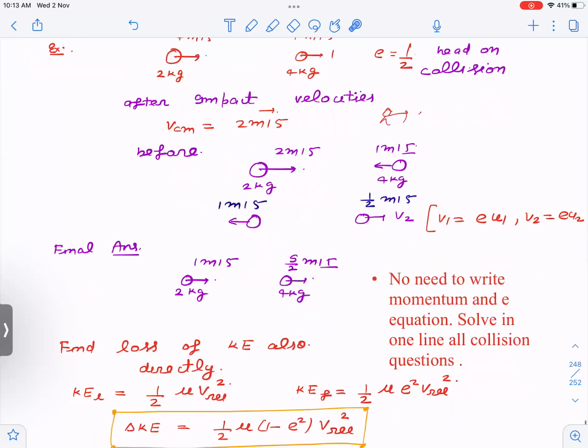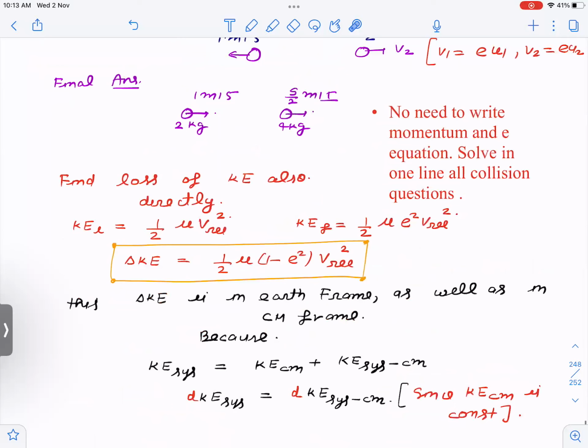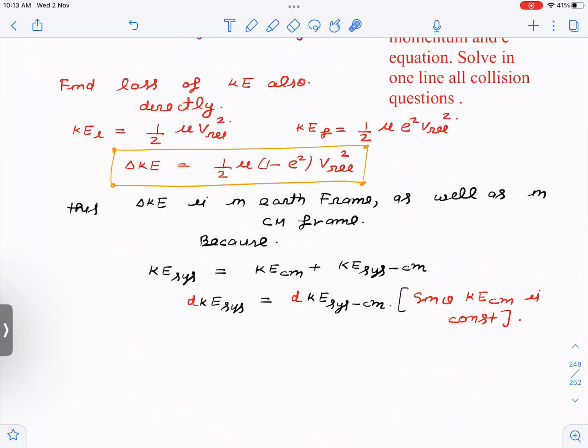So here you might have noticed there are many questions in which you have to find the loss of kinetic energy. Very easy. Kinetic energy initial, this I have written in the CM frame, right? Kinetic energy of a two block system in the CM frame is half mu V relative squared initially. Finally, if initially it is V relative, finally it will be e times V relative. Correct? This is the definition of coefficient of restitution. This is the loss of kinetic energy.